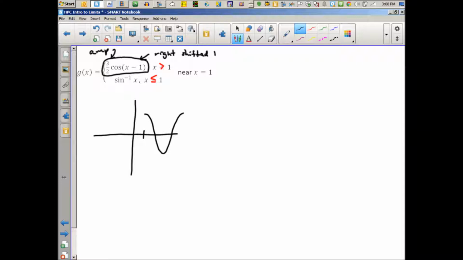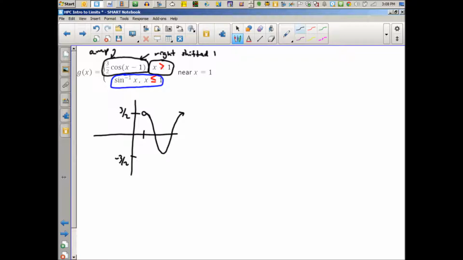That's a little too steep maybe. It'll reach a maximum height of 3/2, a minimum height of negative 3/2, and it starts at 1. This 1 is an open endpoint because it says x is greater than 1. So this is sort of the right side of the graph. And then we have a sine inverse graph for x is less than or equal to 1.